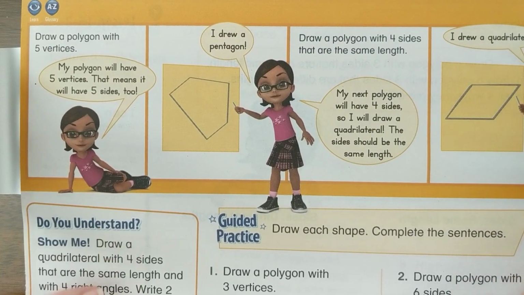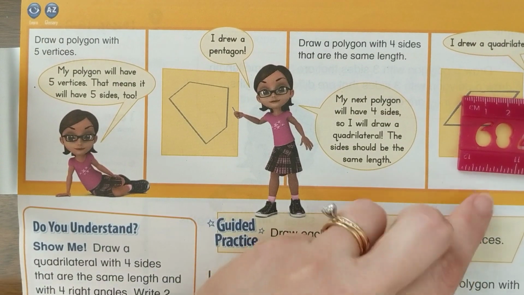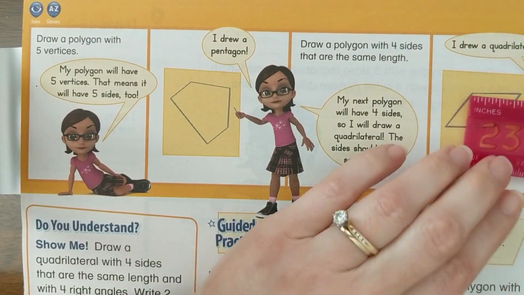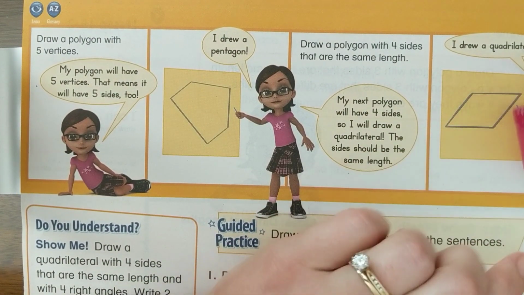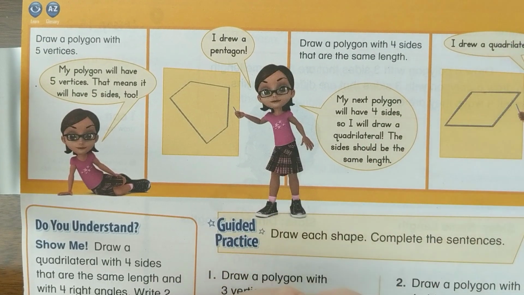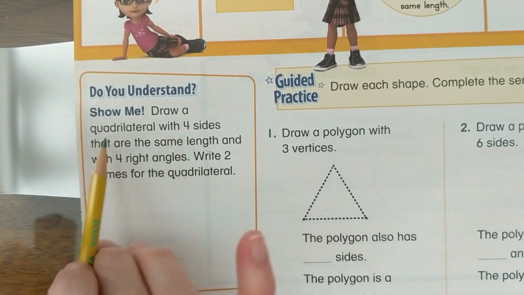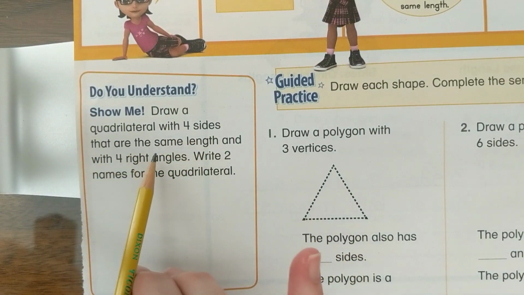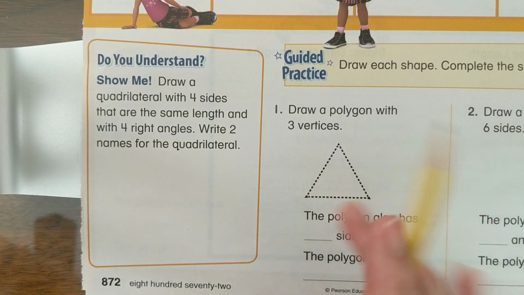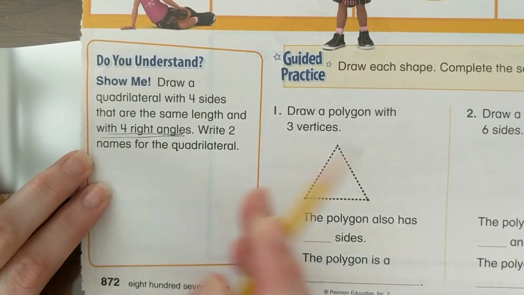Okay, so she drew a quadrilateral because the length of this side looks like it was 1 inch. There we go. And 1 inch, 1 inch, and 1 inch. So that's why she drew a quadrilateral. Okay, draw a quadrilateral with 4 sides that are the same length and with 4 right angles.